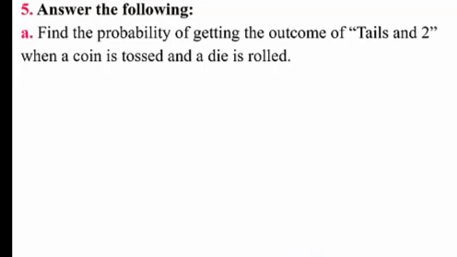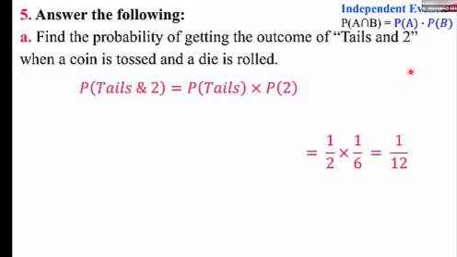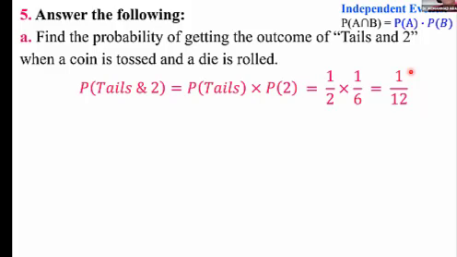Find the probability of getting the outcome of tails and 2 when a coin is tossed and the die is rolled. This is the independent events we were talking about. Probability of A intersection B becomes probability of A times probability of B if they are independent. So when you toss a coin and roll a die, they are independent. So tails have as a probability of getting 1/2. This is 1/6, and therefore you multiply the two, you end up with 1 over 12. Why is that? The two events are independent.